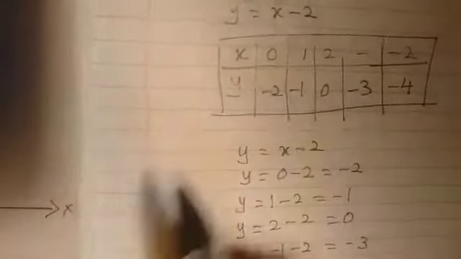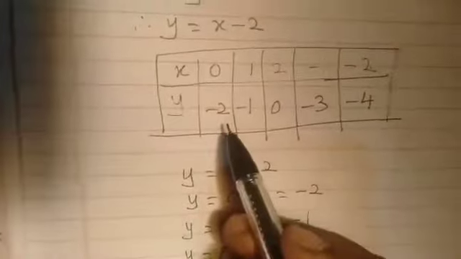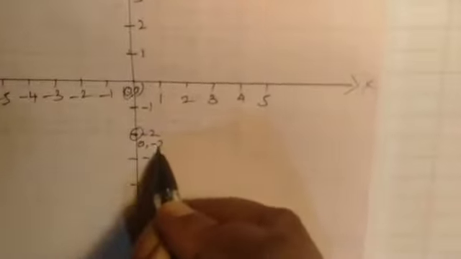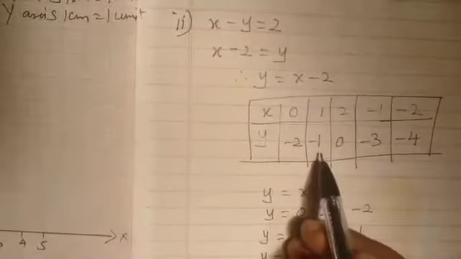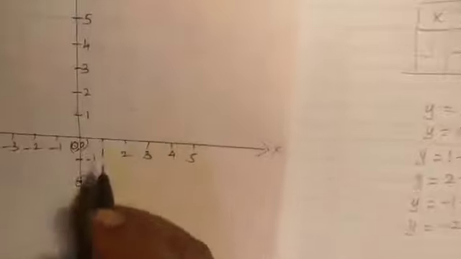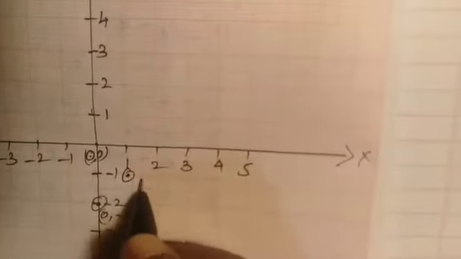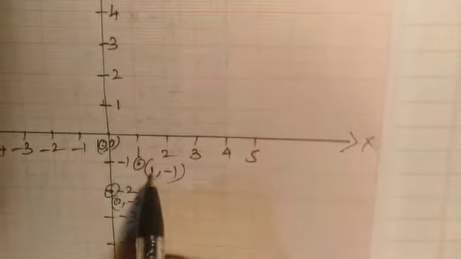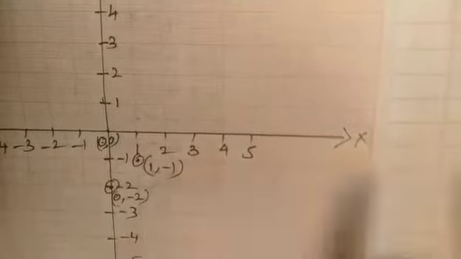Now we'll plot all the points in the graph sheet. Here 0 comma minus 2. So 0 and minus 2 we have here. It is 0 comma minus 2. Then positive 1 and negative 1. Positive 1 here, negative 1 here. 1 comma minus 1. All the time we will tell x value is first, y value is next.